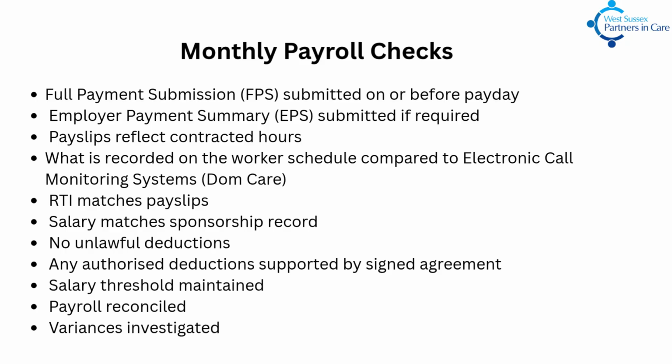Monthly payroll checks. Let's move into something practical. Your monthly payroll control check. Think of this as your internal safety net. Each month, you should be asking, was the full payment submission sent on or before payday? Was an employer payment summary submitted if needed? Do payslips reflect contracted hours? If someone works 40 hours per week, the payslip should show 160 hours per month. Does RTI match the payslips? Does salary match the sponsorship record?